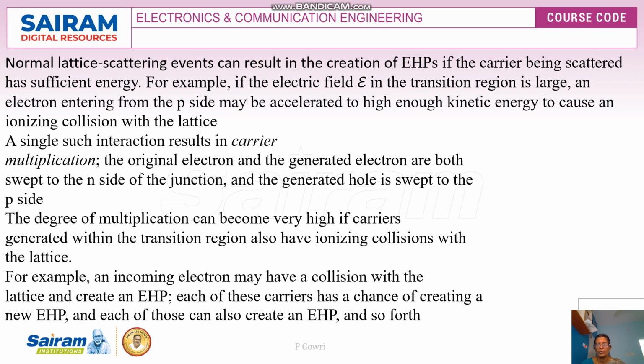highly energetic due to the electric field, and hence it results in again the collision and the generation of charge carriers. The degree of multiplication will become very high if the carriers generated within the transition region also have ionization collisions with the lattice. For example, here the incoming electron will have a collision with the lattice and create an EHP, and each EHP has a chance of creating a new EHP, and hence it goes on.